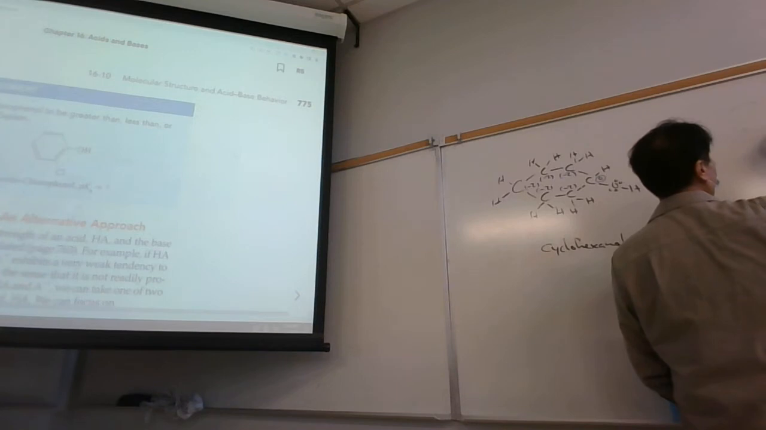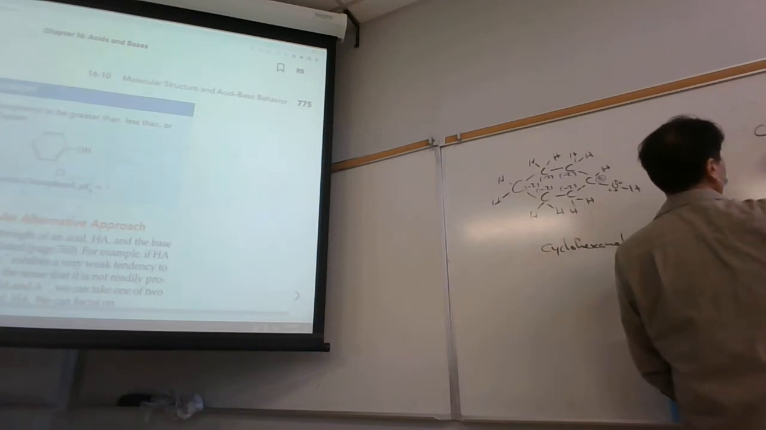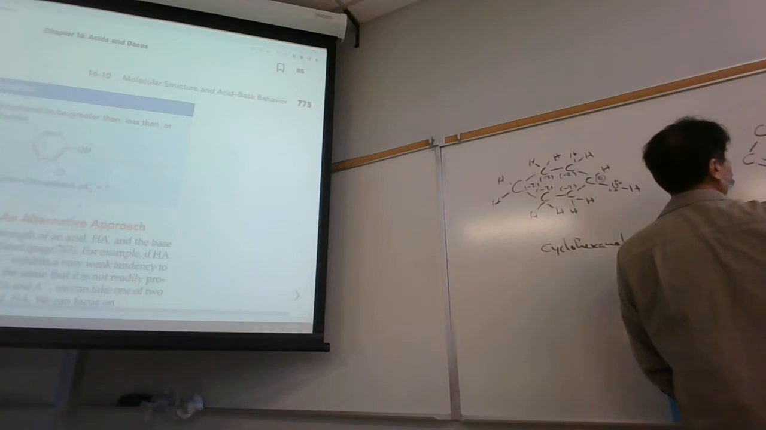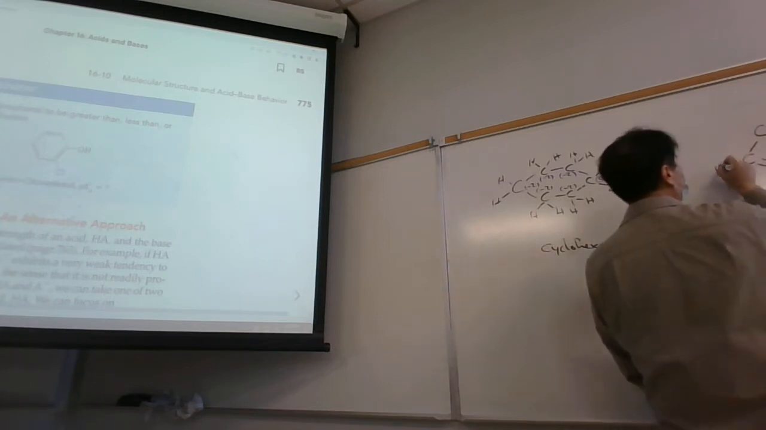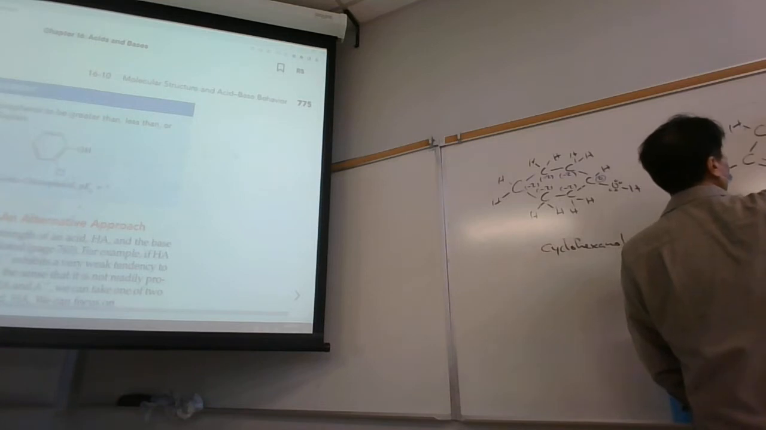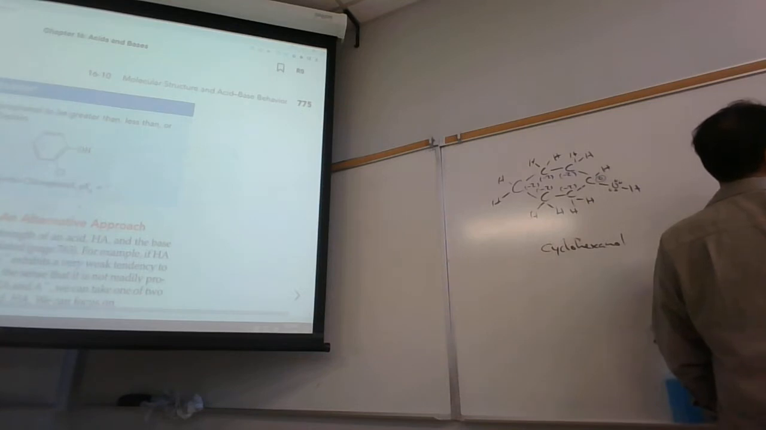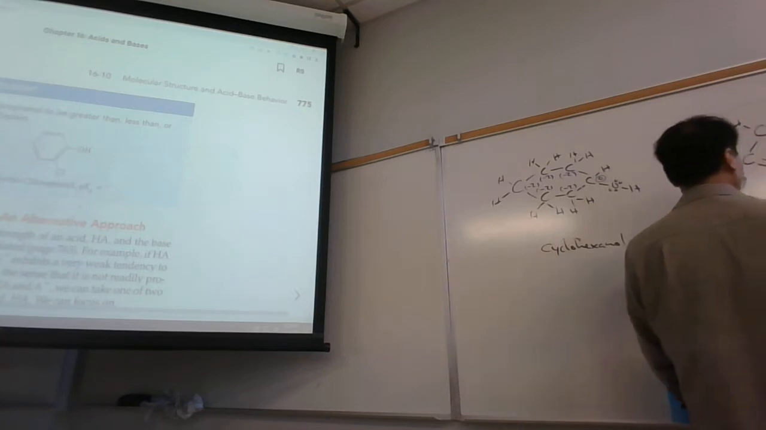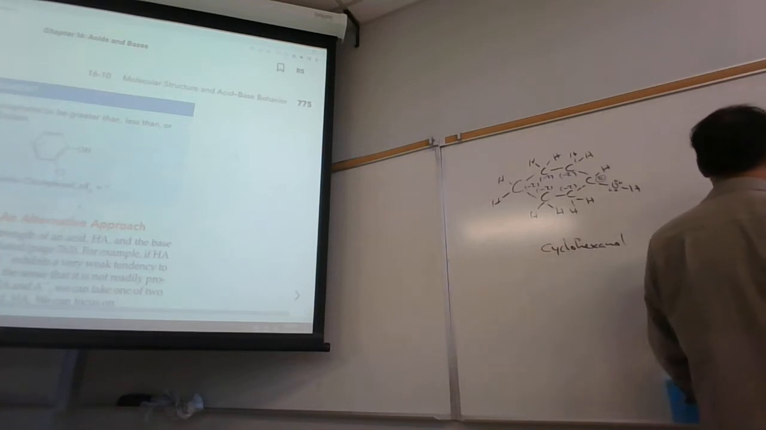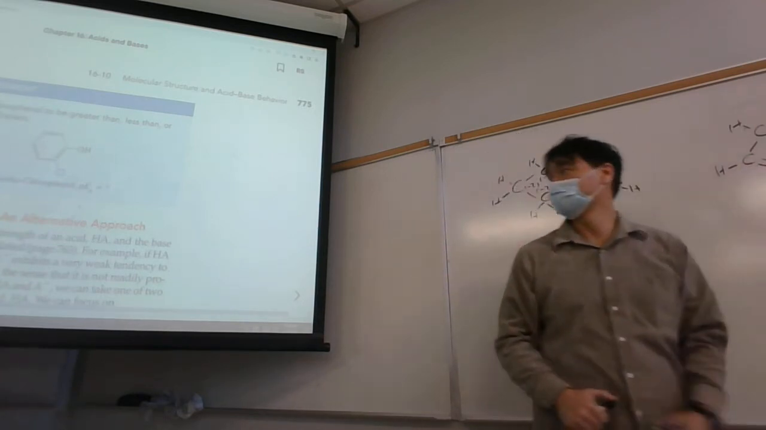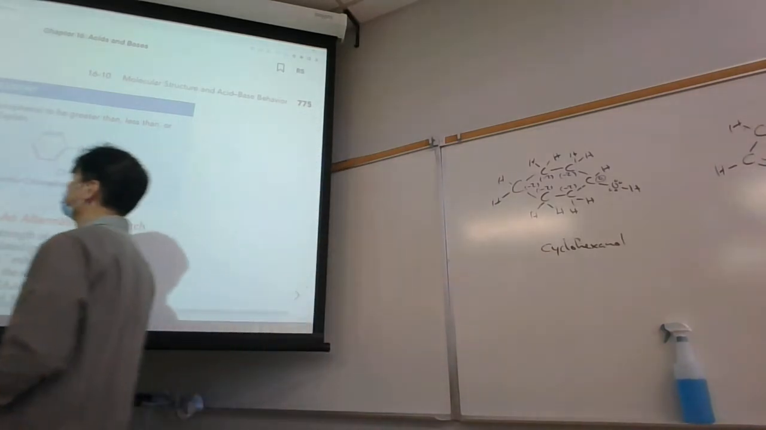Benzene ring with an OH is sometimes called phenol, like this. And we call this the phenyl group. So we have a phenyl group here attached to an OH, and we call it phenol.